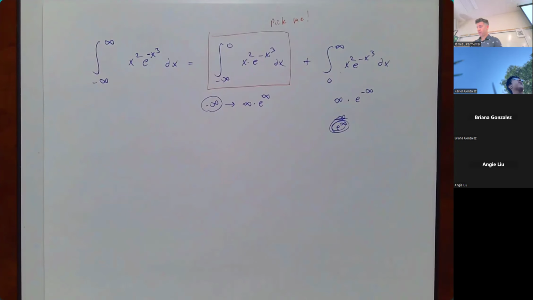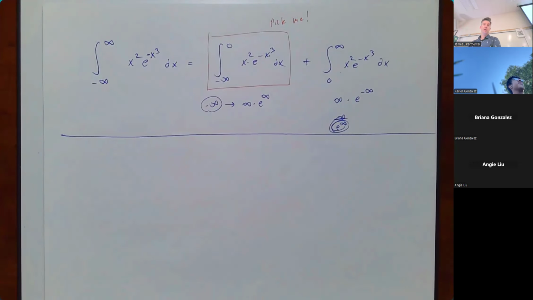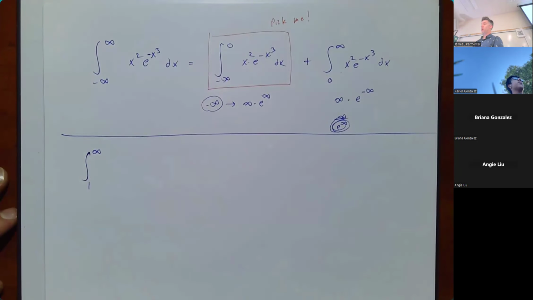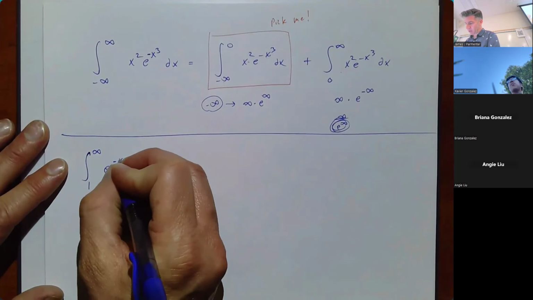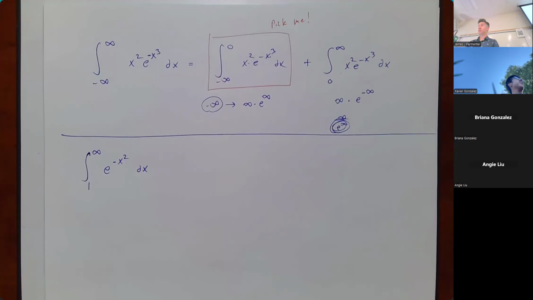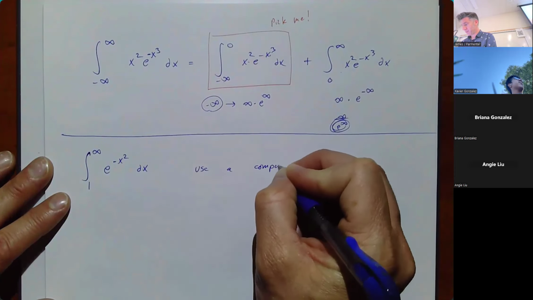Sometimes, though, we are faced with an integral that we cannot actually antidifferentiate. For example, the integral from 1 to infinity of e to the negative x squared. I think I've said this before. E to the negative x squared and e to the positive x squared are famously not antidifferentiable. We cannot find their antiderivative. So when you have something like this, one tactic is to use a comparison test. So we can use a comparison.